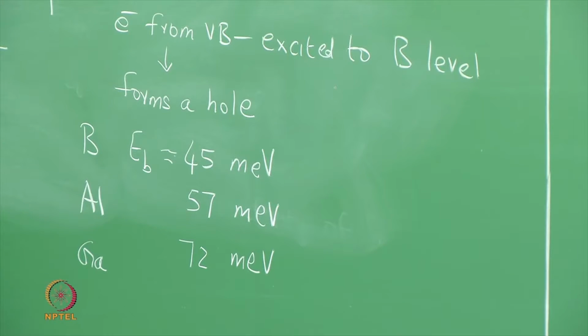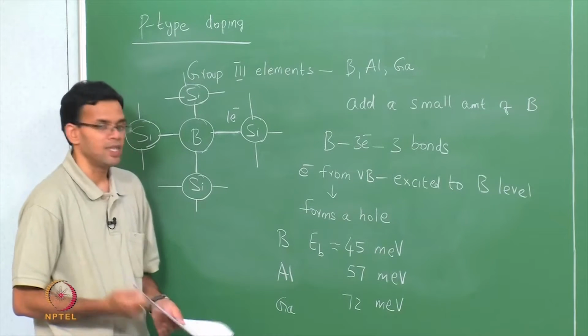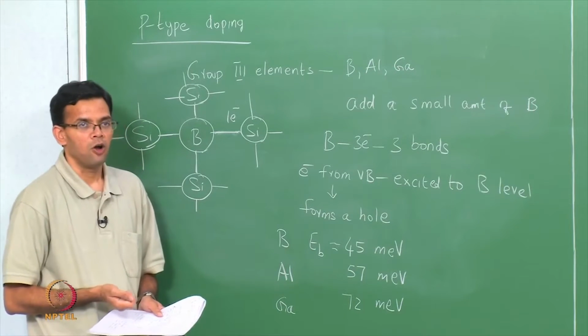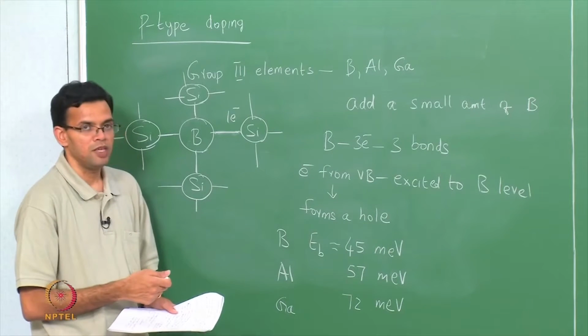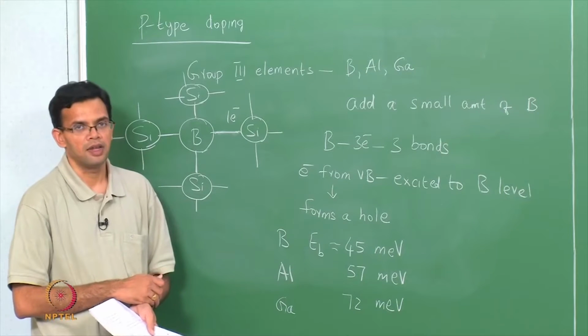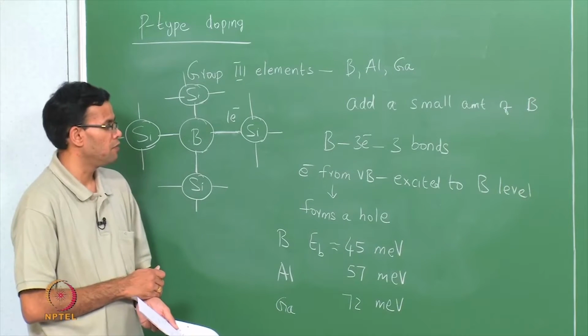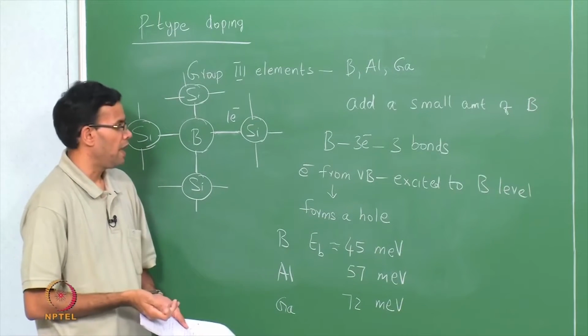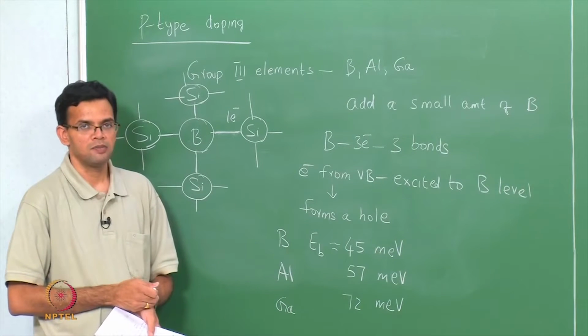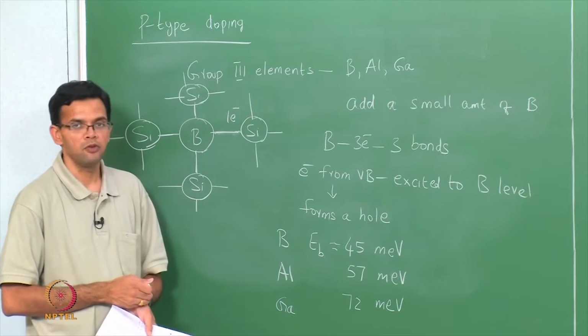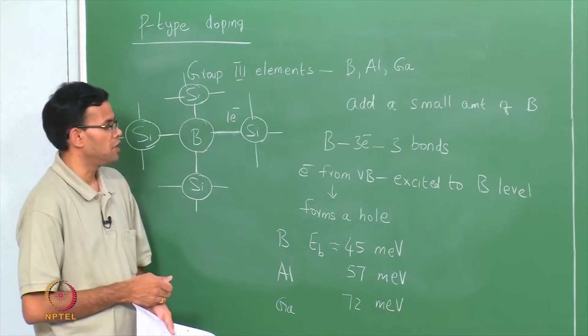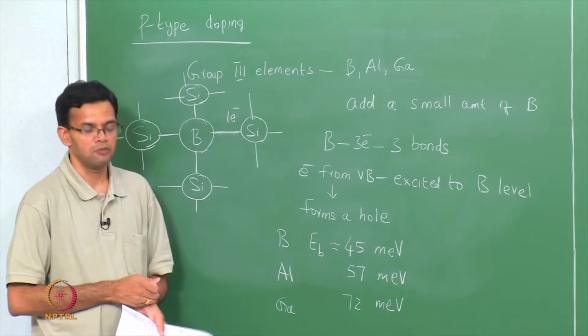Once again, these numbers are very close to the thermal energy at room temperature. So, once again we can say that all of the boron atoms are ionized, which means if you add Na boron atoms, each boron atom will give you 1 hole. So, the concentration of holes at room temperature would be Na.